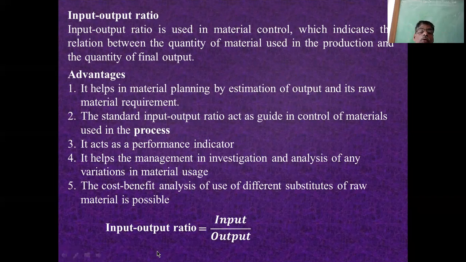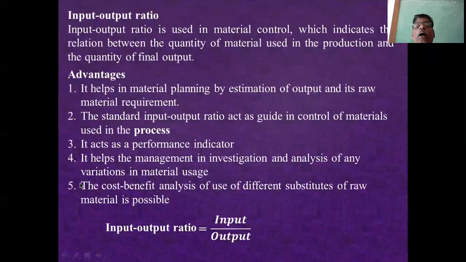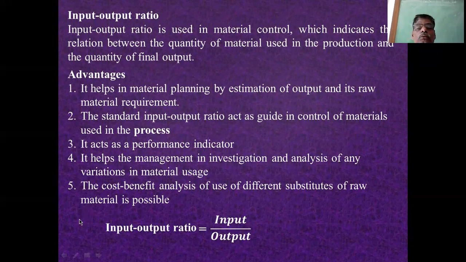This ratio is calculated on the basis of input divided by output. It is a very simple equation. The input means raw material divided by finished product. This is the equation, and this is the last equation regarding the half portion relating to material management. This is half portion. For this portion, I will take examples.